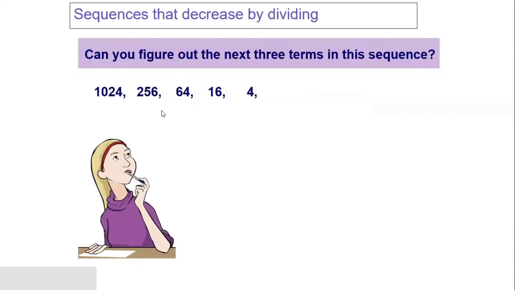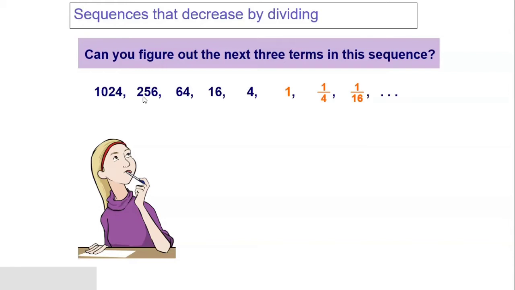This is now the sequences that decrease by dividing. Can you figure out the next 3 terms in this sequence? We have 1024, 256, 64, 16, and 4. Based on this, what is the 6th term? The answer is 1. Now, how did we get 1? Let's continue this. That is 1/4 and 1/16.